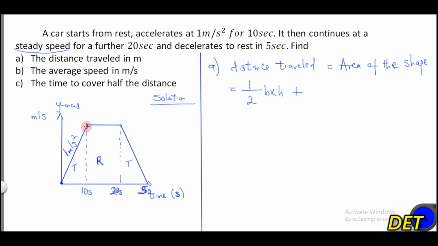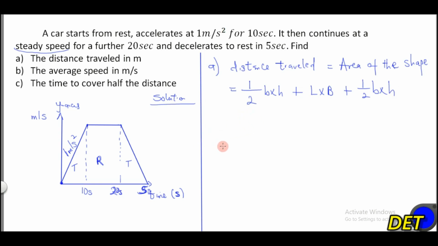This is a rectangle, right? From here to here to here to here. So the formula for area of a rectangle is what? Length times breadth, plus, this is a triangle, right? And it's from here to here to here. So plus the area of a triangle, which is half base times height.